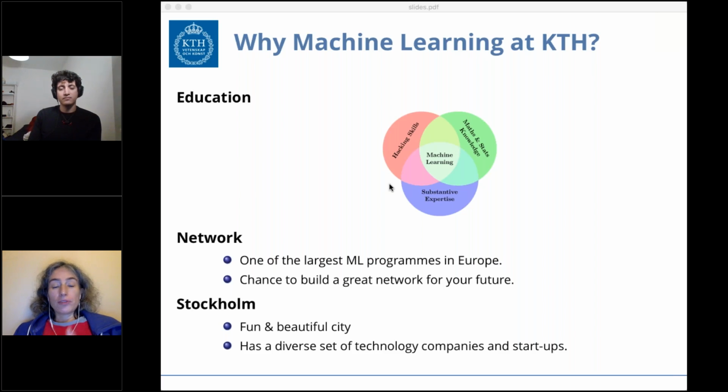And then Stockholm. Stockholm's a very beautiful and fun city. You're close to nature, but an interesting city. And also it has a diverse set of technology companies and startups that exist here. So there's chances to do interesting work for your master's thesis within a company or to get a job after you complete your studies here.